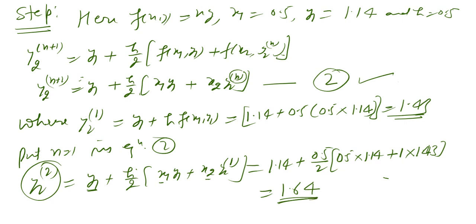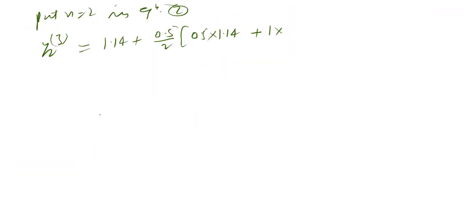So here the values y2 1, y2 2, y2 3, y2 4 are replaced here, and simplify this with the help of the calculator, then we obtain the successive iterations. So this value is 1.64, and simplify this with the help of the calculator, then we obtain 1.69.